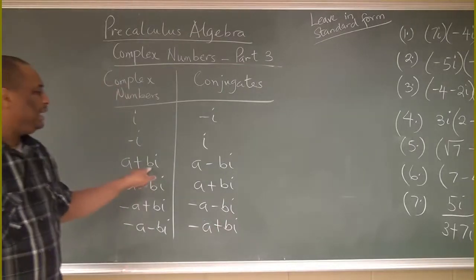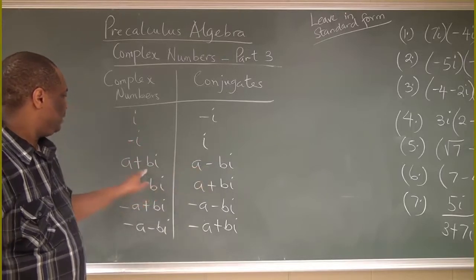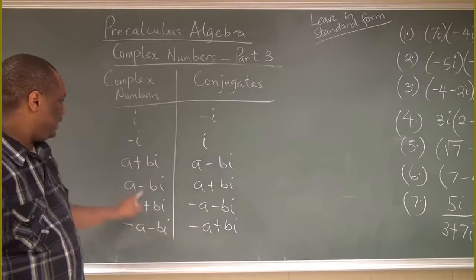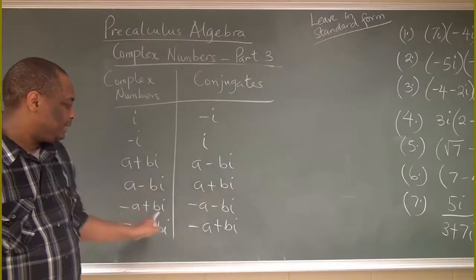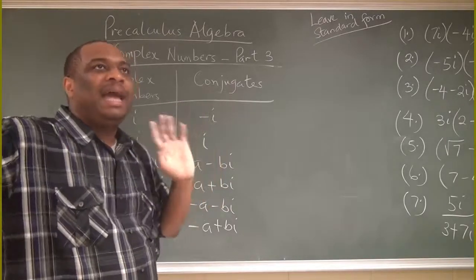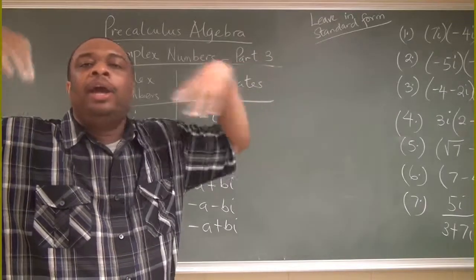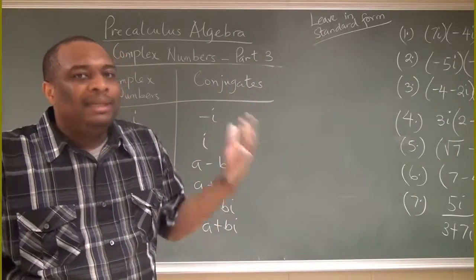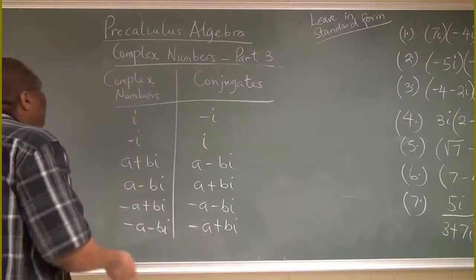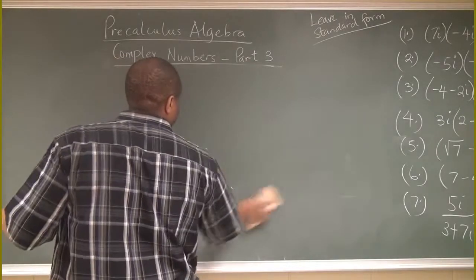Okay? So the thing is that you look at the pure imaginary part, it differs in sign. Here the pure imaginary part is BI, here it is negative BI. Here it is negative BI, here it is BI. So you look at only the pure imaginary parts. If it differs in sign with that of the original complex number, then it is the conjugate. Okay? So with that in mind, I think we can begin to solve questions on division.